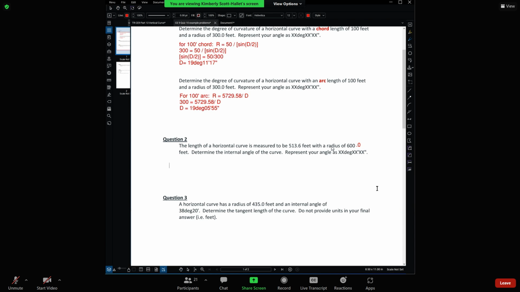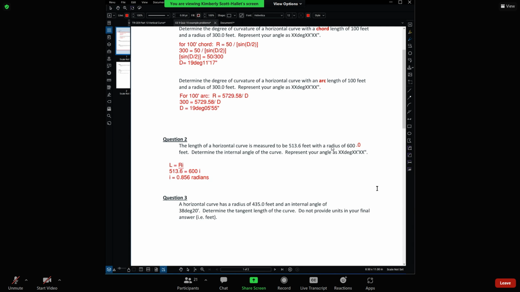So we have 2 variables. We have L and we have R, and we want to find I. So the equation that relates all 3 of these together, and I'm just going to put a little I here because it's easier to see, but L is equal to R times I. So again, L, 513.6 is equal to my radius of 600 times my angle I. And I can solve for that angle, and I get 0.856.